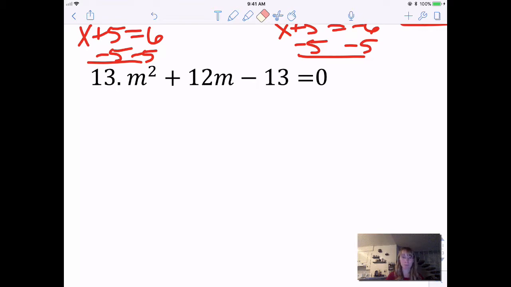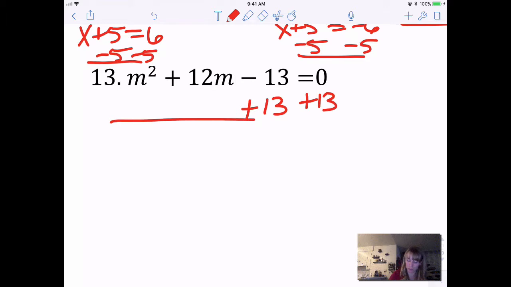I'm going to keep doing these problems. It's pretty much the same thing over and over. So once you watch a few and you feel like you can pause the video and try some of these, please do that. Number 13, I'm going to add 13 to both sides just to get rid of that number.